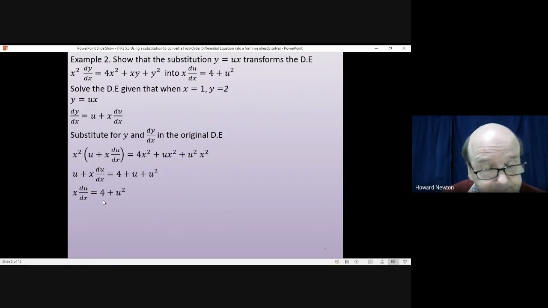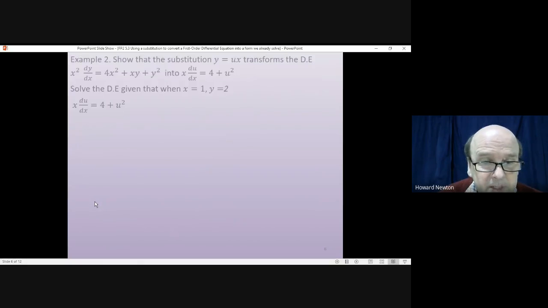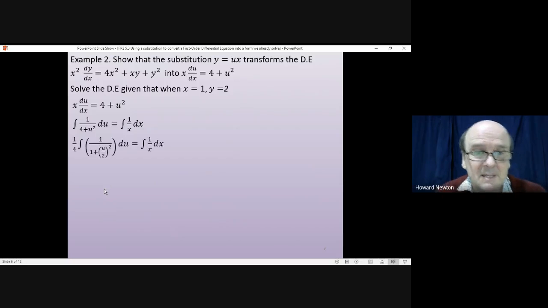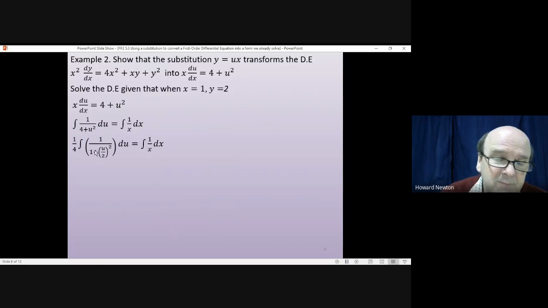So all is well. And this we can integrate by separating the variables again. So we'll get the integral of 1 over 4 plus u squared du is equal to the integral of 1 over x dx. Now, the integral on the left-hand side, the reason why I've rewritten it will become clear in a minute. It's the same as a quarter times the integral of 1 over 1 plus (u over 2) squared du. And the reason why I've written it in that form is because that is a standard integral.